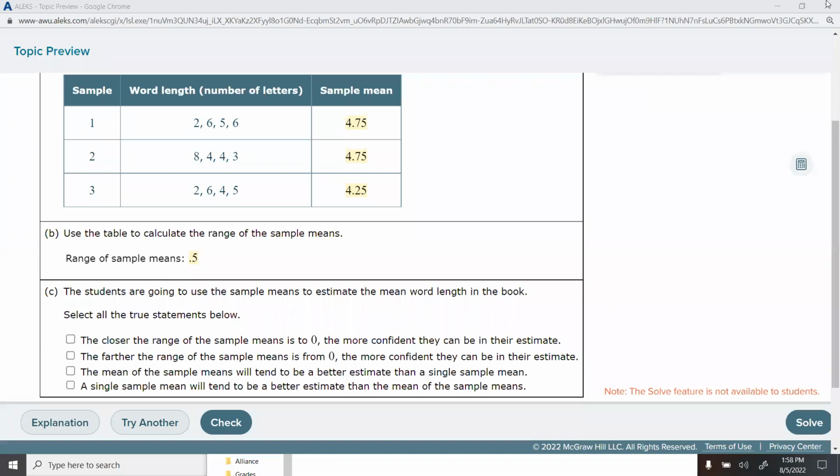Okay, so it says the students are going to use the sample means to estimate the mean word length in the book. So how many letters is the average word in this book? Is the average word 3.5 letters long, 2.9, 6.1? What is it?